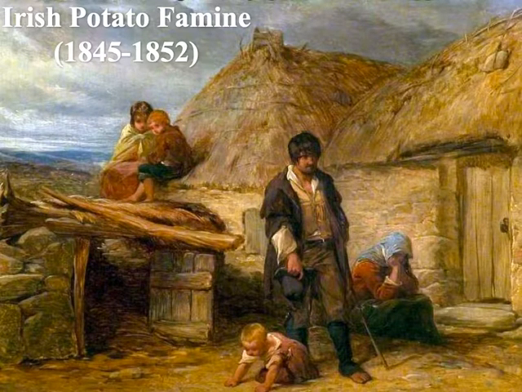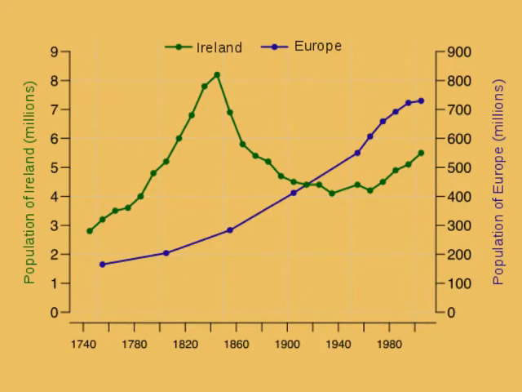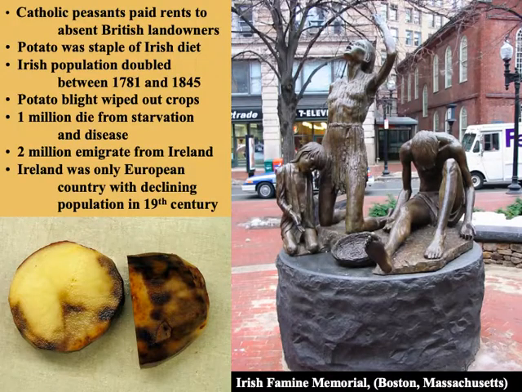The Irish diet was heavily dependent on potatoes, and when a significant fungus or blight infects those potatoes in the mid-19th century, the consequences are devastating. 1 million Irish die from starvation and disease. Another 2 million leave the Emerald Island and go to other countries, including the United States. Thus, Ireland is the only European country with a declining population in the 19th century.